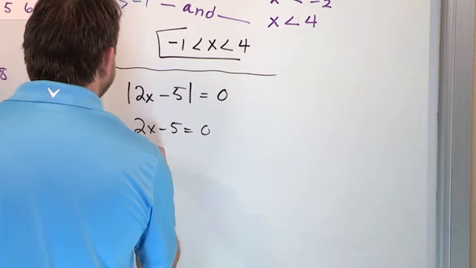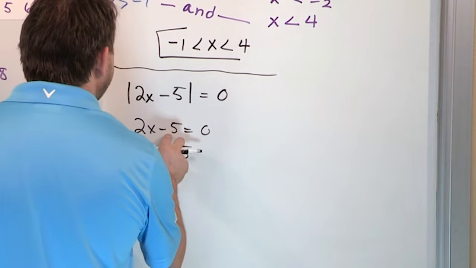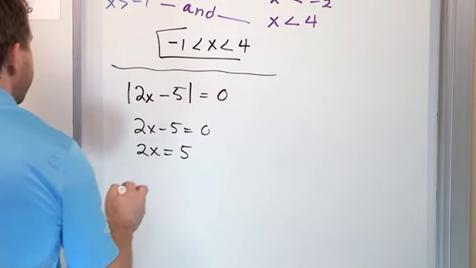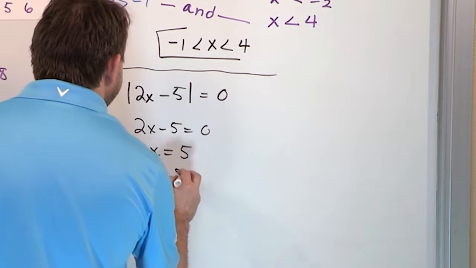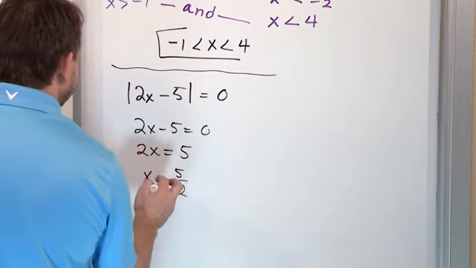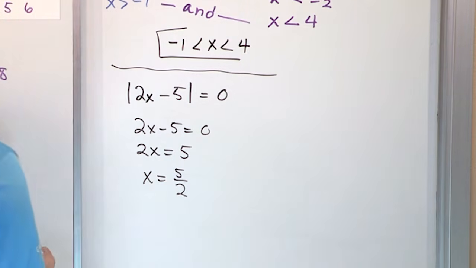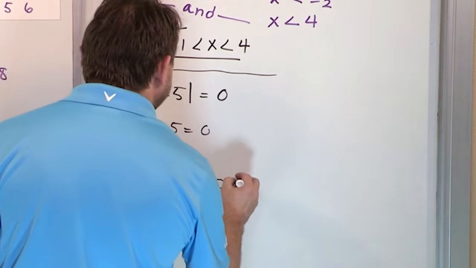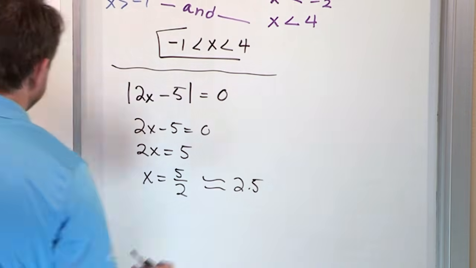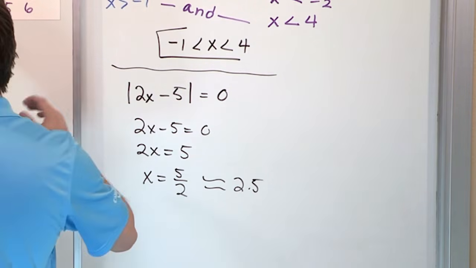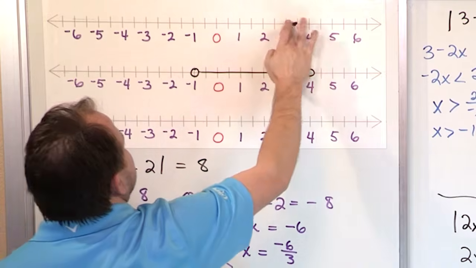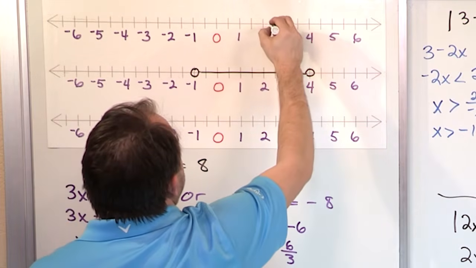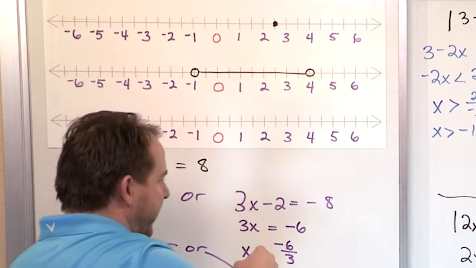Move the 5 over, making 2x equals 5, just by adding 5. And then x is going to equal 5 halves, because we divide by 2, divide by 2. So what we've basically said is 5 halves, which, as you know, is exactly equal to 2.5. So if you were to go to the number line here, let's just erase this one since we don't need this anymore. 2.5 is basically right there, and there's only one value that works.